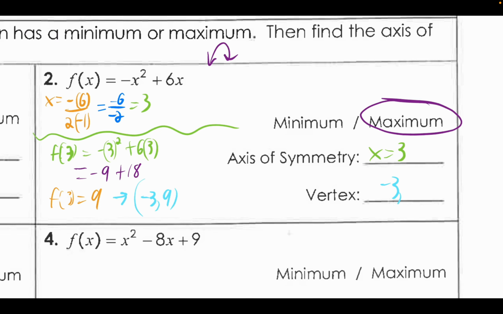Let me go back and fix these errors that I made. So I wrote f of negative 3, but I did plug it in as positive 3 still, so I did that part correctly, but I didn't write my point as positive 3 rather than negative 3, and so I need to adjust that as well. So now adjusting that, my vertex is 3, 9.